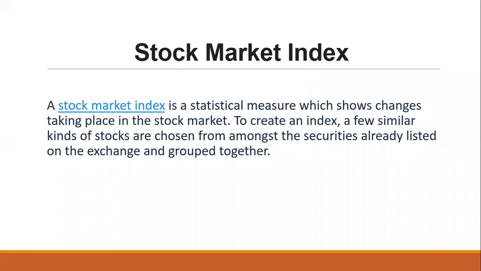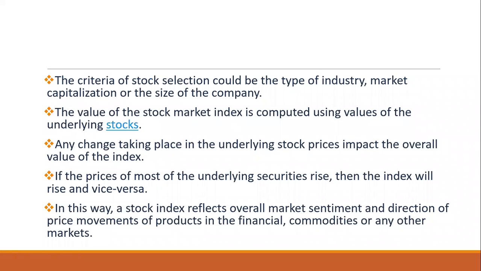A stock market index is a statistical measure which shows changes taking place in the stock market. To create an index, a few similar kinds of stocks are chosen from amongst the securities already listed on the exchange and grouped together. There is a calculation, for example sector-wise or performance-wise, where they choose the stocks for the calculation method. Now, what do they go for?